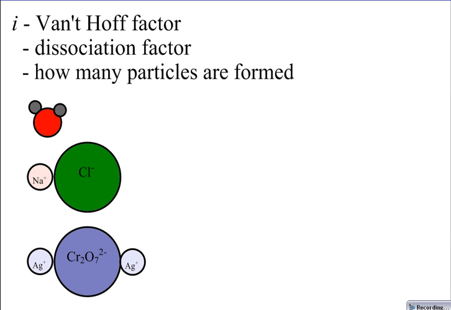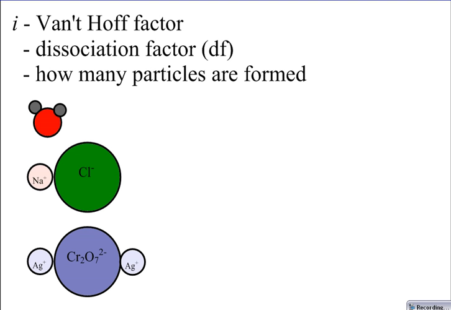So before we plunge headlong into colligative properties, let's do a little review. In baby chem, we talked about dissociation factor. In AP chemistry, the dissociation factor is going to be called the Van't Hoff factor, and it's symbolized by the letter I. In baby chem, this was DF, and it's simply how many particles are formed when something is dissolved into the solvent.